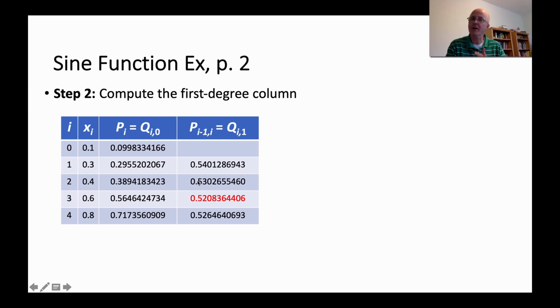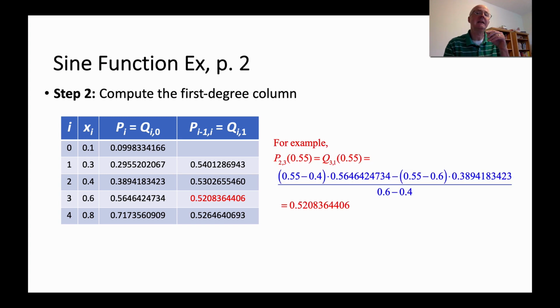This is the output of the 1st degree Lagrange interpolating polynomials at 0.55, which we can get with the recursive formula in this way. Okay, so think about this with me here. We're trying to find, for example, what's in red here, trying to confirm this number, P sub 23 of 0.55. Okay, why is it P sub 23?